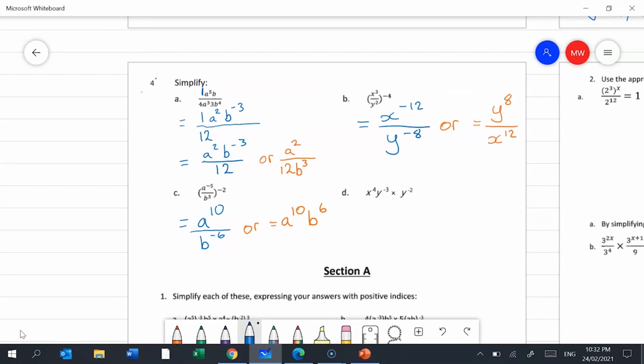D. Now this one's just gone back to nice simple working left to right. Everything's times, there's nothing tricky here. We've got x to the 4, and then we've got minus 3 plus minus 2. In other words, minus 3 minus 2, so y to the minus 5. Again, if you want to write it as a positive, you can. It doesn't say you can't. So this one would be x to the 4 over y to the 5 by sending it down. Both answers are correct.